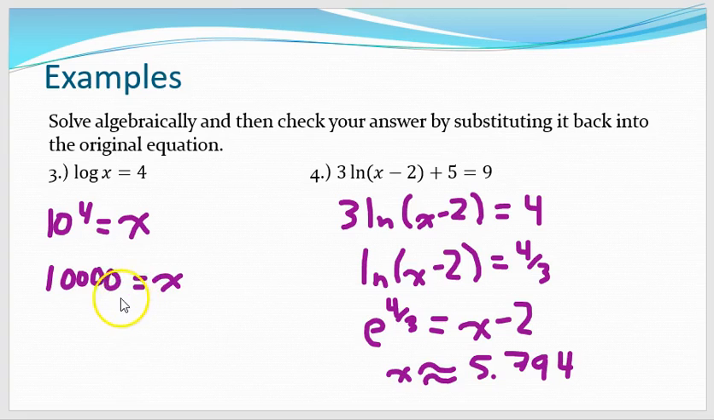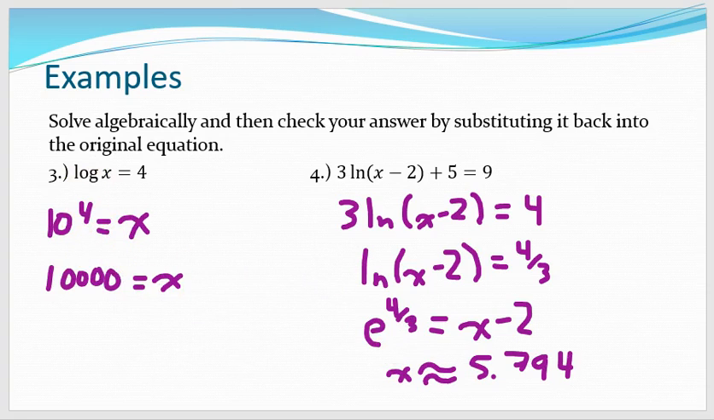This one probably worked out exactly correct because we have log base 10, and your calculator does have a log base 10 key on it. So you should be able to type in log of 10,000, and it will give you exactly the answer of 4. That's how we know that we solved these correctly.